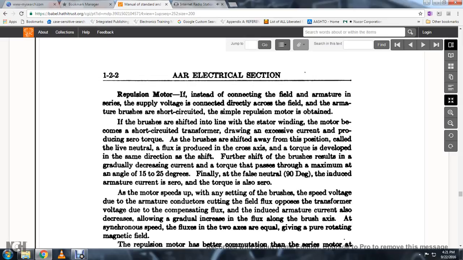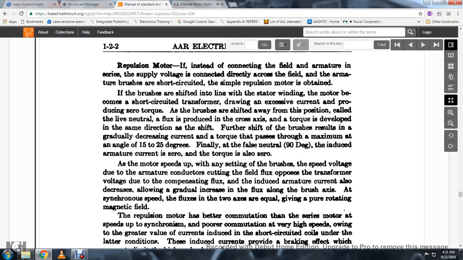The armature speed at any setting of the brush is the speed voltage due to the armature conductors cutting the field flux, opposed by the transformer voltage due to the compensating flux. The armature current is also decreased in line with the gradual increase of the flux along the brush axis, synchronizing the speed, until the fluxes in the two axes are equal and give a proper rotating magnetic field.